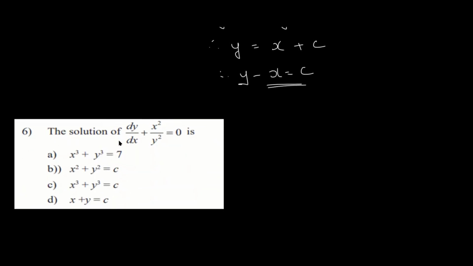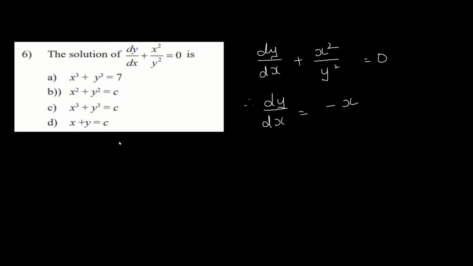Then moving on to the sixth question. In the sixth one, again a differential equation is given. We have to solve it and get the answer. The solution of dy by dx plus x square upon y square is equal to 0 is what is asked over here. So let us separate out the two terms. So we get dy by dx is equal to minus x square upon y square.